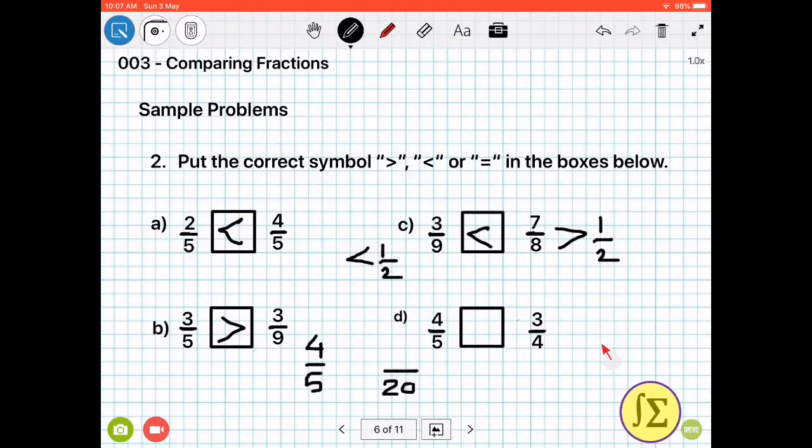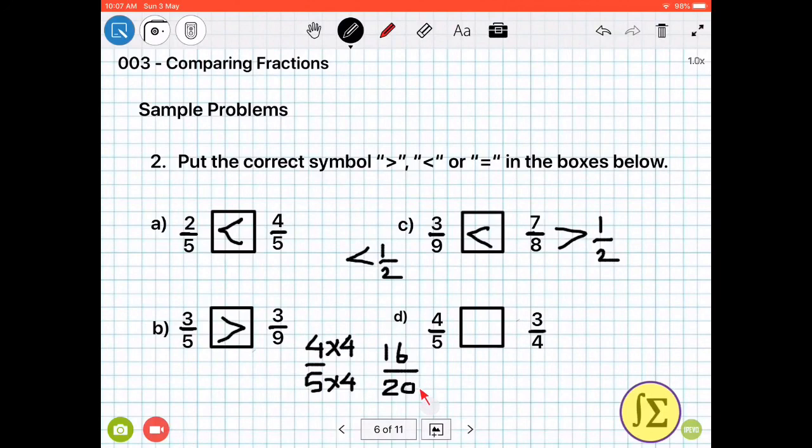How do you do that? Denominator 5 multiplied with 4, you get 20. That means the numerator, we must also multiply it with 4, we get 16, right? So 4 over 5, the equivalent fraction is 16 over 20, right? That's equivalent fractions explained in lesson number 2.